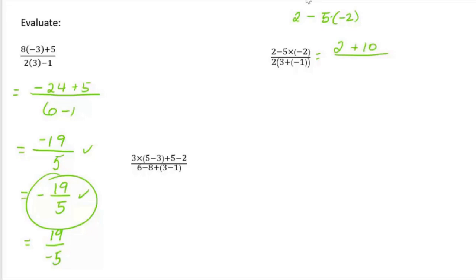In the denominator, I'm going to work inside those brackets first. Inside these brackets, I can't do anything. It's just a negative 1, but inside these ones, I certainly can. And 3 plus negative 1 is the same as 3 minus 1. So we have 2 times 3 minus 1, or 2 times 2. All right, in the numerator, 2 plus 10 is 12. The denominator, 2 times 2 is 4. And finally, 12 divided by 4 is 3. Essentially, we're reducing 12 over 4 to 3 over 1. But if we've got a 1 in the denominator, we never write that in our final answer.